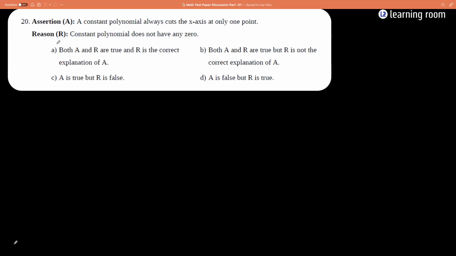So a constant polynomial always cuts the x-axis at one point. Correct?